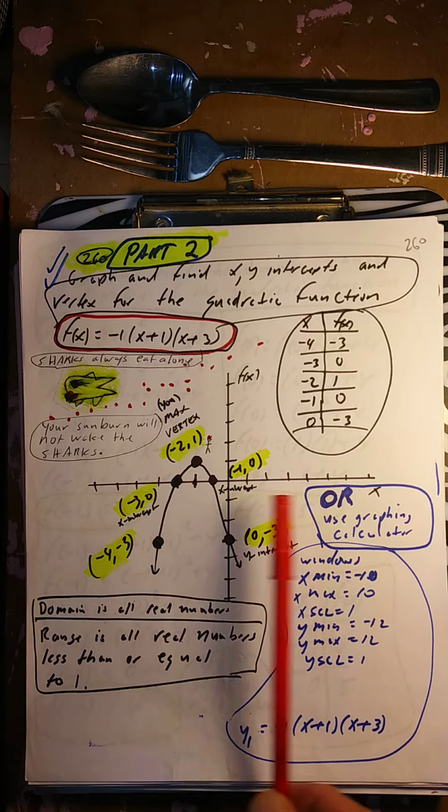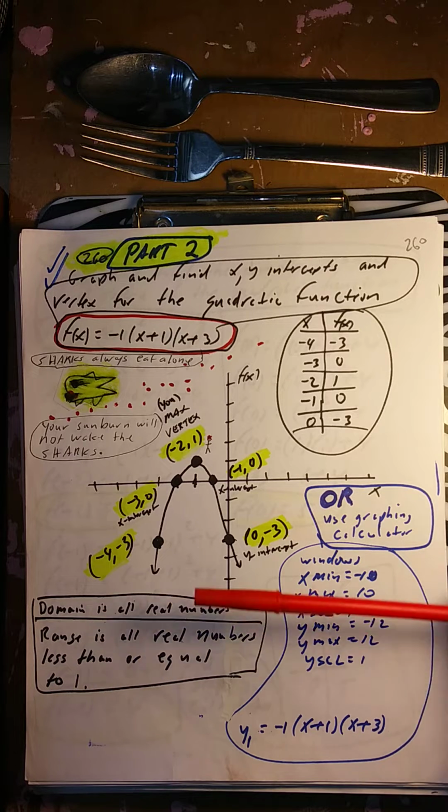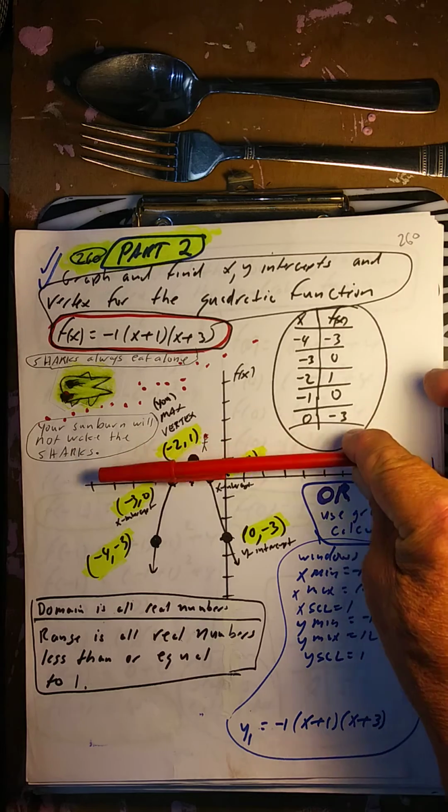Well, domain is still going to be all real numbers. You see it? Still all real numbers. Now, what about the range though? Range is all real numbers less than or equal to 1, because it goes up to 1, but then it goes this way.